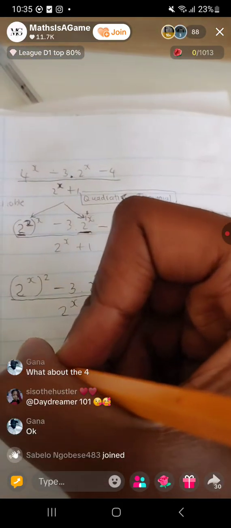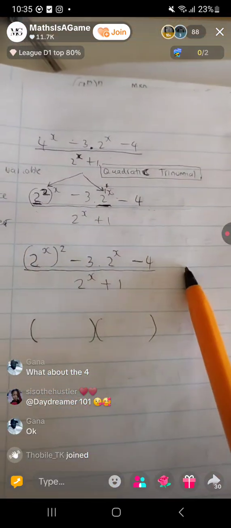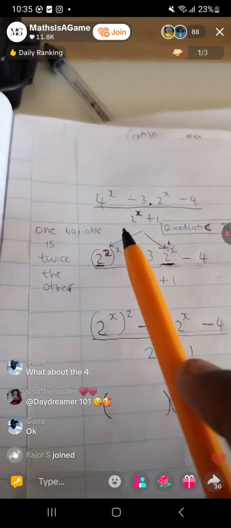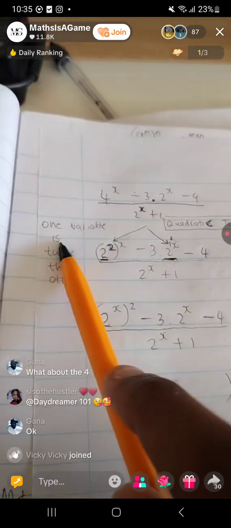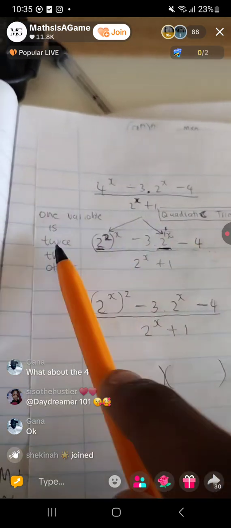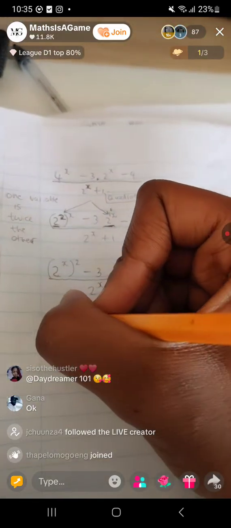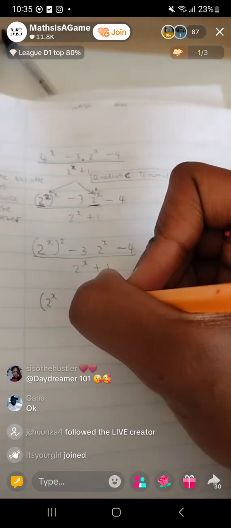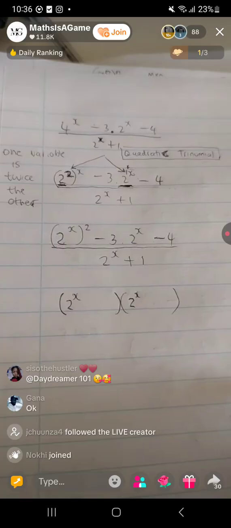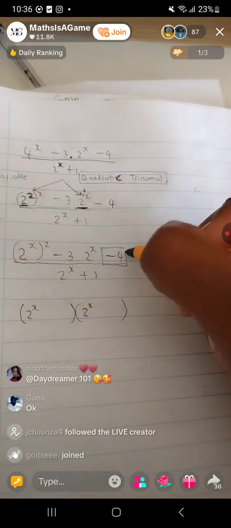So what we can do here at the top, we can see that there are 3 terms. This is a quadratic trinomial. How did we establish that? Because we saw that for one variable, the coefficient of that variable is twice the other one. So that means a 2 to the power x and a 2 to the power x will give me back this. All right. Negative 4 is the constant.